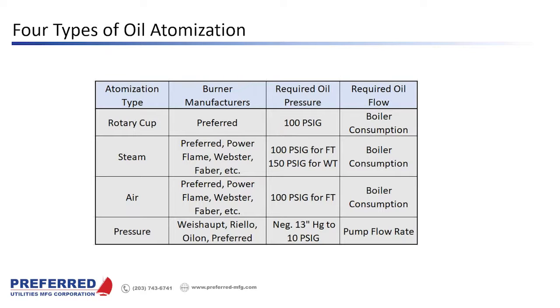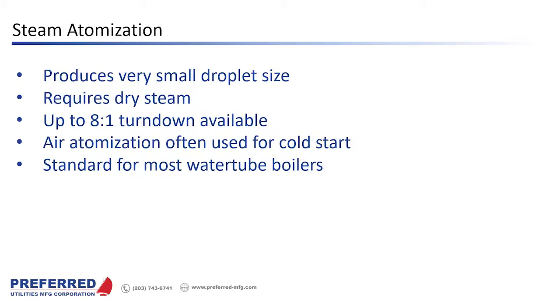And if the burner manufacturer includes an onboard pump, regardless of their atomization style, it's going to fall into this category. So your required oil pressure is going to be negative 13 inches water column, because that tends to be the most that these onboard burner pumps can lift, and they want to see no more than 10 psi in the supply line or the return line. And then the required oil flow is the pump flow rate, and it's going to be much higher than the boiler consumption at high fire. And finding that information really is the struggle with pressure atomized burners.